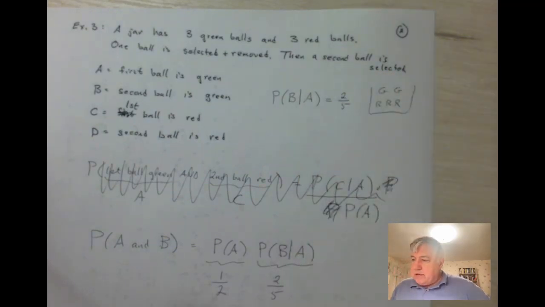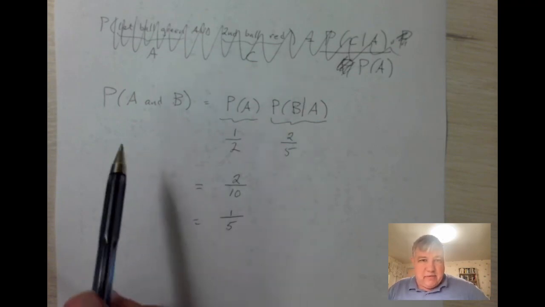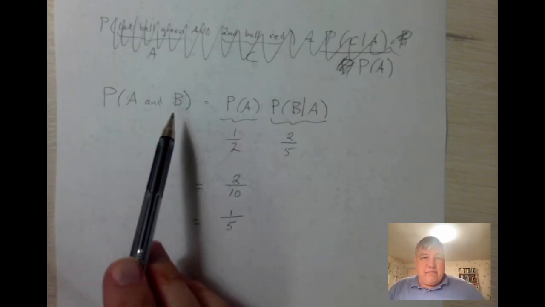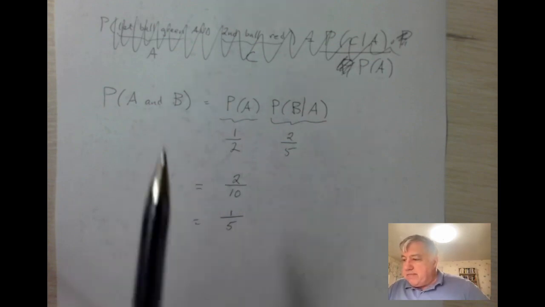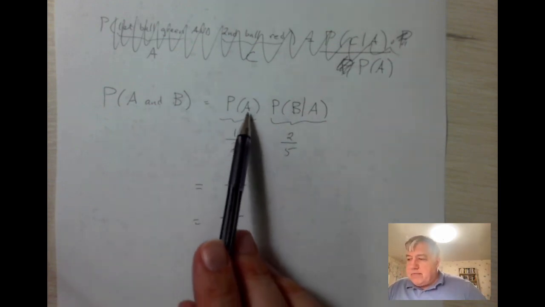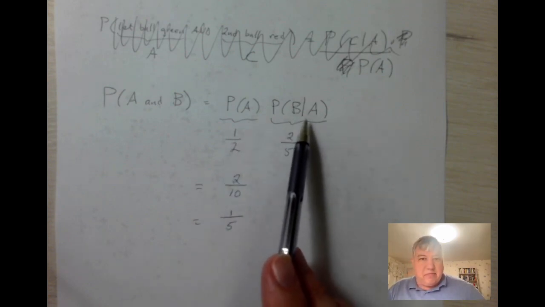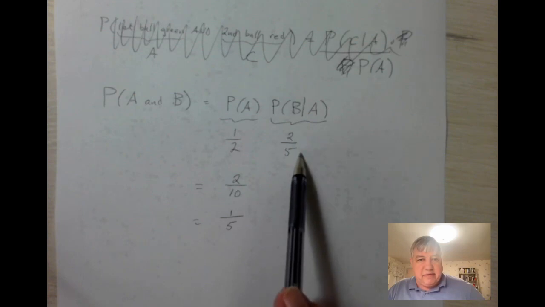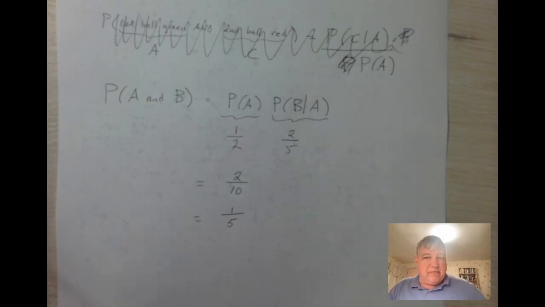And then what was the probability of A and B happening? Well, we can use the multiplication principle now. The probability of A and B, that is the first ball being green and the second ball being green, is this. We have the probability of A, we know that's 1/2. We just computed the probability of B given A is 2/5. We multiply these together and we get 2/10, which reduces to 1/5. All right, so that's one way where we might want to use this multiplication principle.